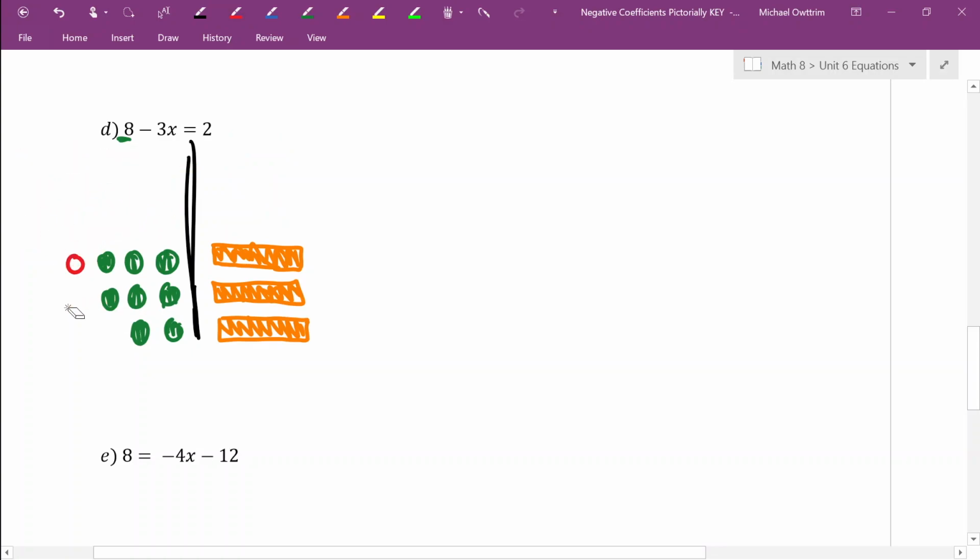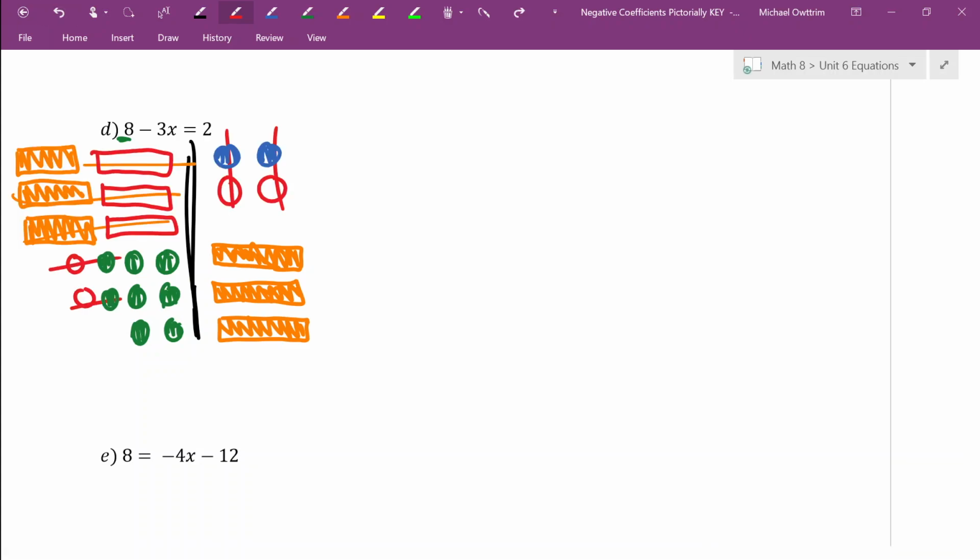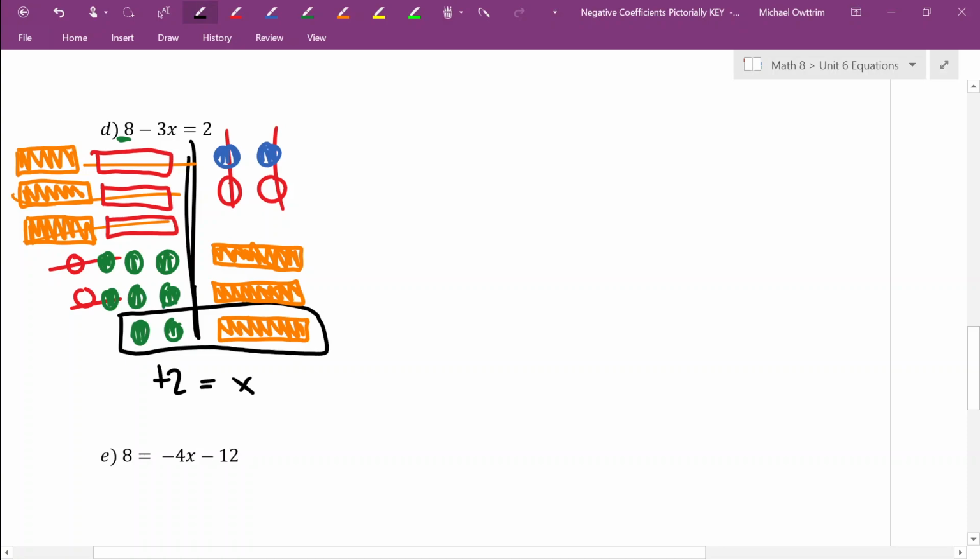So really what we're looking at is this picture here. Of course, in your work, we leave all that still there, but we just want to keep in mind what we're working with. Now we can see that each of our x's is going to have a value of positive 2. And that is going to be our solution.